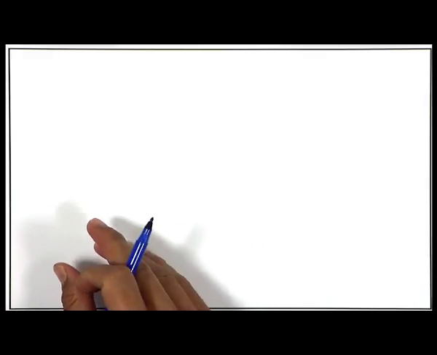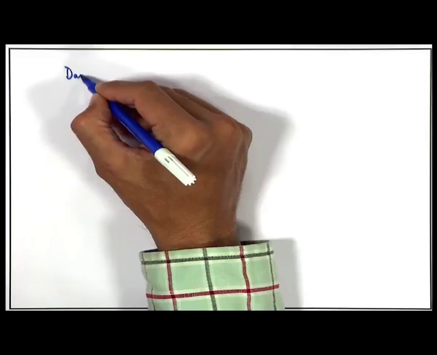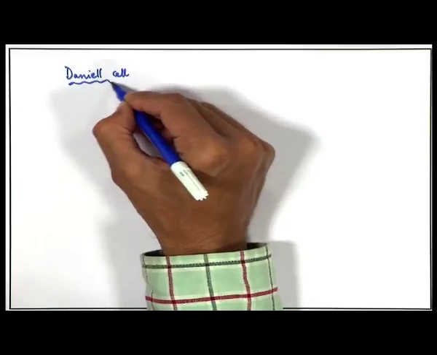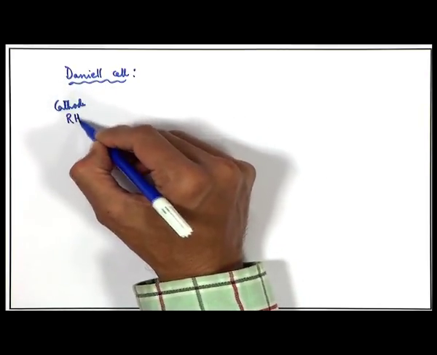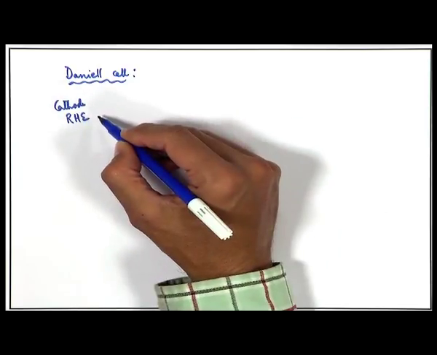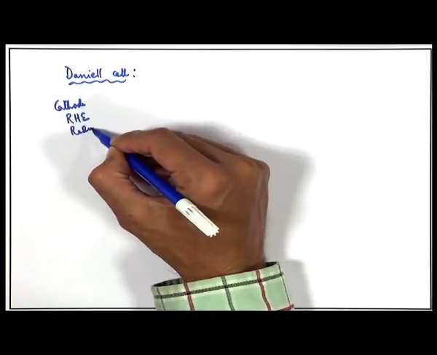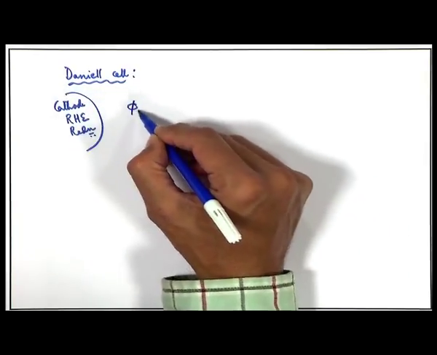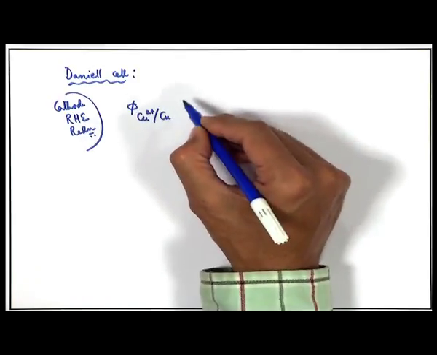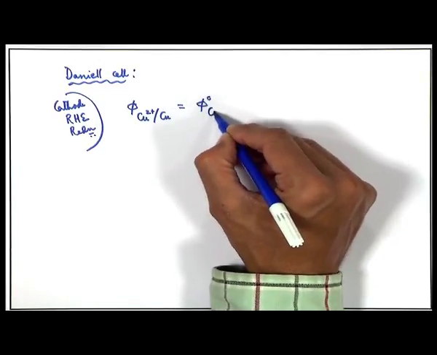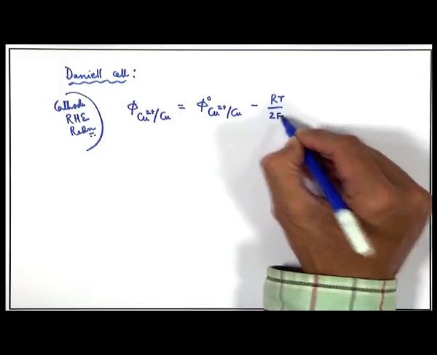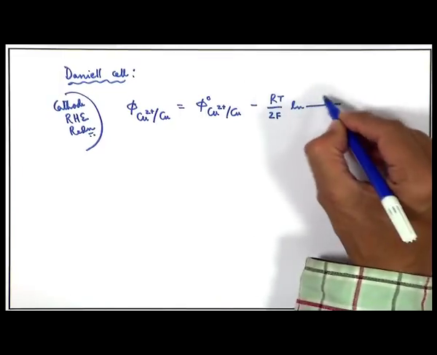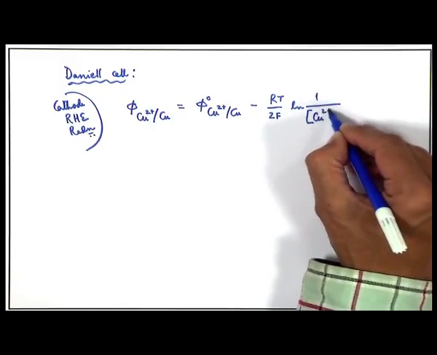Next, for the Daniell cell, we started with the Daniell cell. For the Daniell cell, the cathode means the right hand electrode, where the reduction is taking place. So, phi Cu 2 plus Cu is equal to phi naught Cu 2 plus Cu minus RT by twice F, because 2 electrons are involved, ln 1 by concentration of Cu 2 plus aqueous.